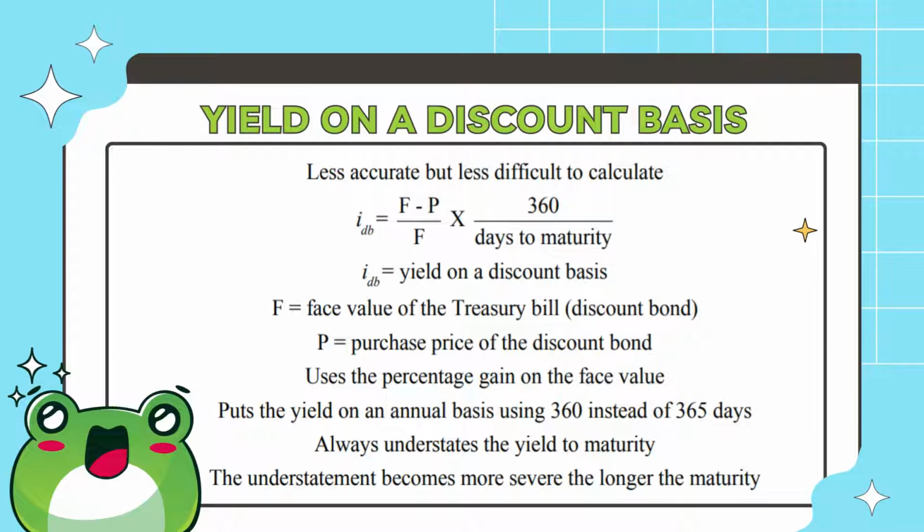So it uses the percentage gain of the face value, puts the yield on an annual basis using 360 instead of 365 days, always understates the yield to maturity, then the understatement becomes more severe the longer the maturity. So bakit nagkakaroon siya ng understatement? Dahil ang ginagamit natin is only 360 days instead of 365 days. And kapag ito ay mas mahaba yung maturity, syempre, mas mag-a-adjust din ang ating term na gagamitin.